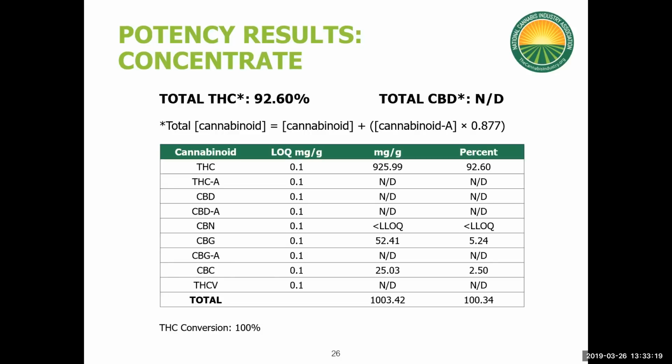So again, we're seeing the list of analytes, the limit of quantifications, and the amount of cannabinoid present. And at the bottom, we see the THC conversion of this example is 100% because distillates have been treated with heat, thus converting all the acidic THC to the active THC form.